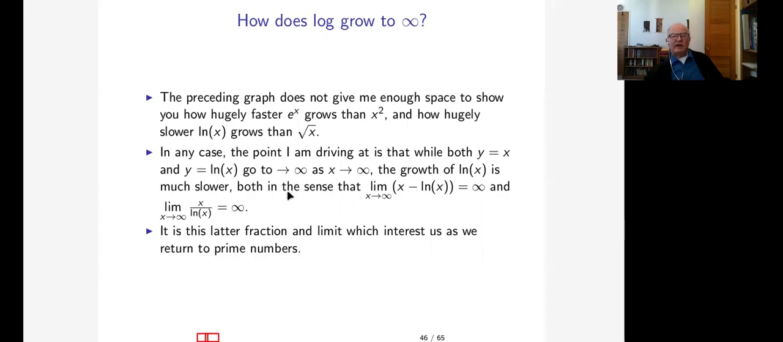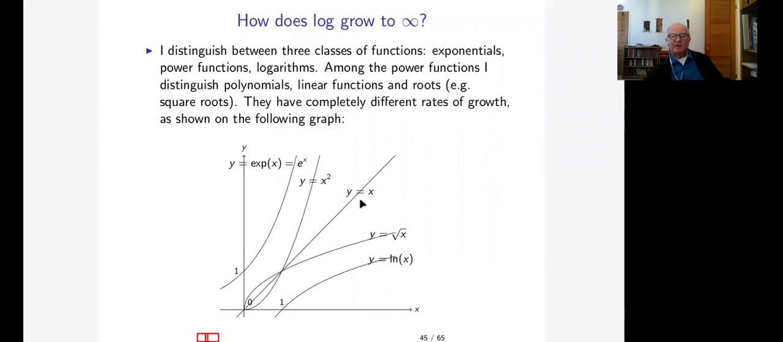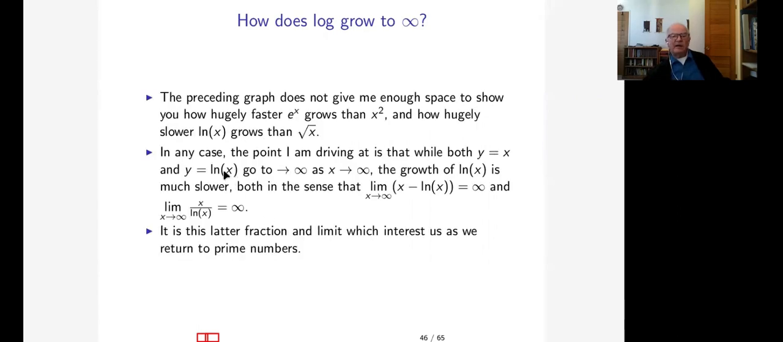So they are all growing to infinity. And now what I want to compare specifically is y equals x and log x. Log x grows to infinity, but the limit of x minus log x also goes to infinity, meaning that the linear function x grows much, much faster than the logarithm function. Or the other way, the logarithm function grows much, much slower. And I express that in a different way by taking the ratio x over log x. Both x and log x go to infinity, but x grows faster and log grows slower, and the ratio itself grows to infinity. And so it's this fraction that I want to concentrate on.